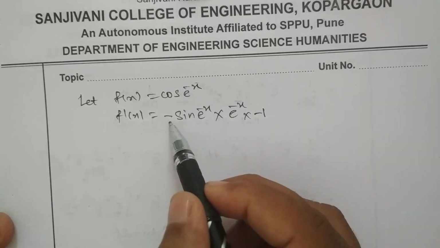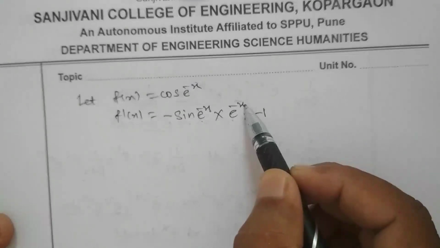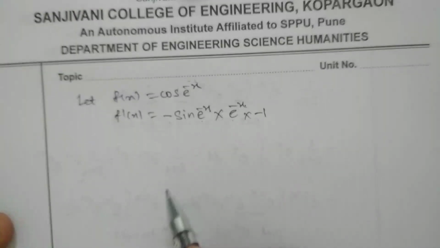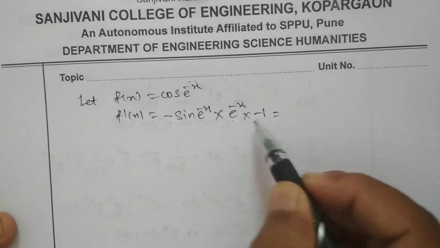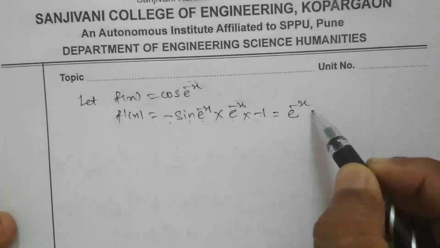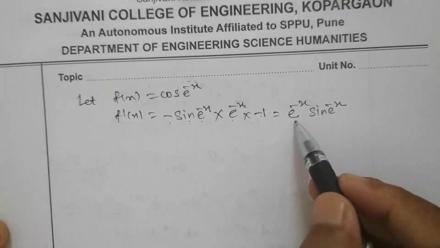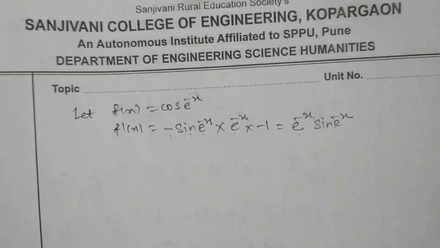The derivative of the cos function is minus sin of e raised to minus x. Then the derivative of e raised to minus x is e raised to minus x, and the derivative of minus x is minus 1. After simplifying we will get minus minus plus, e raised to minus x into sin of e raised to minus x. So you can check that you will get f dash of x as e raised to minus x into sin of e raised to minus x.